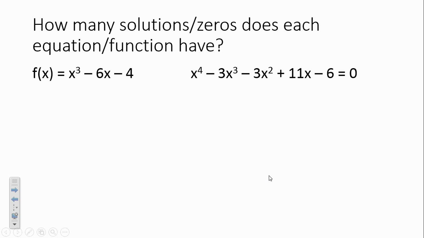How many zeros is the second one going to have? 4. It's the quartic. It's going to have four zeros. Okay. So 3 zeros for this one, 4 zeros for this one. We don't know for sure what kind of zeros. They may repeat, have a multiplicity of 2 or 3. They may be imaginary. They may be real, rational ones. But we know there's 3 zeros and 4 zeros. Make sense? Okay? So nothing new there.